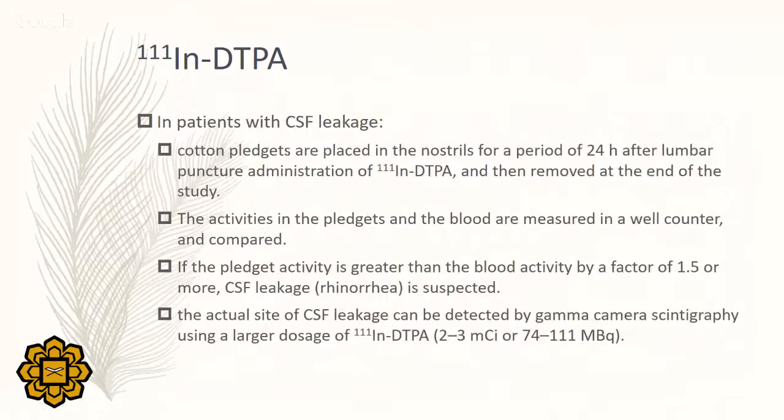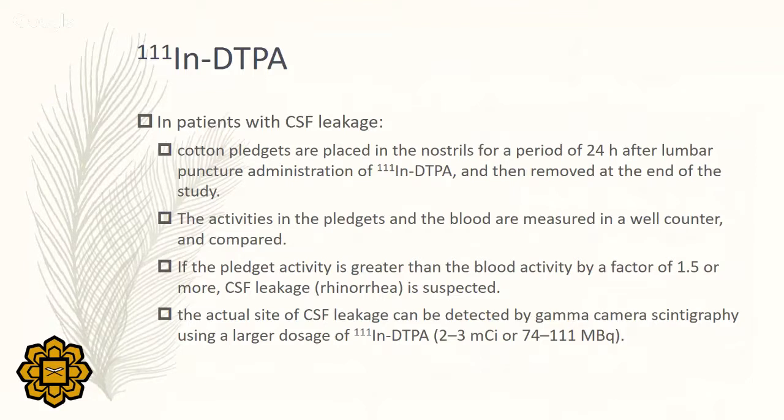Okay, how about a patient with CSF leakage? So usually what you do is use cotton pledgets. You place them in the nostril for about 24 hours after the lumbar puncture administration, and then remove them at the end of the study. Then you check the activity in the pledgets, and you measure it in comparison with blood. If the pledget activity is greater than the blood activity, about 1.5 or more, you will suspect this patient has CSF leakage.